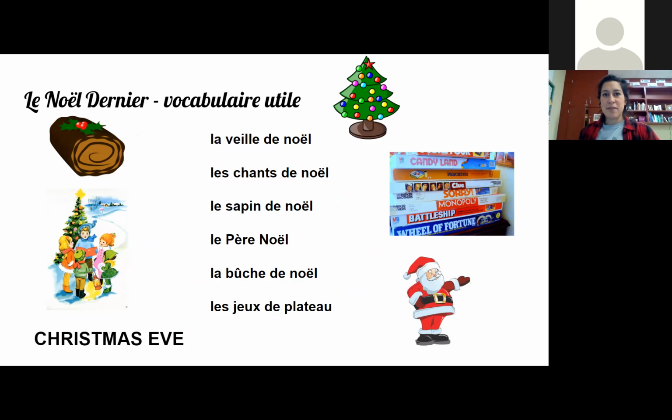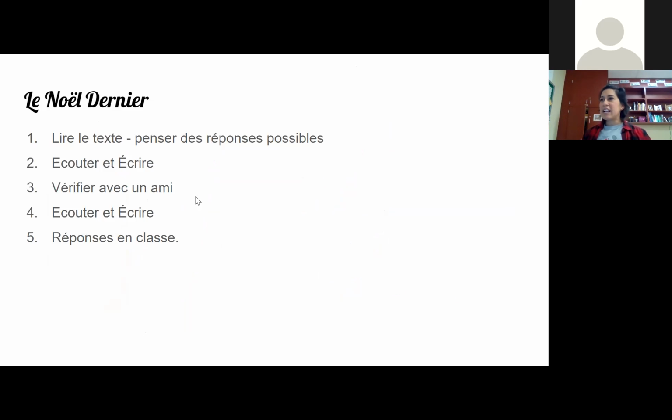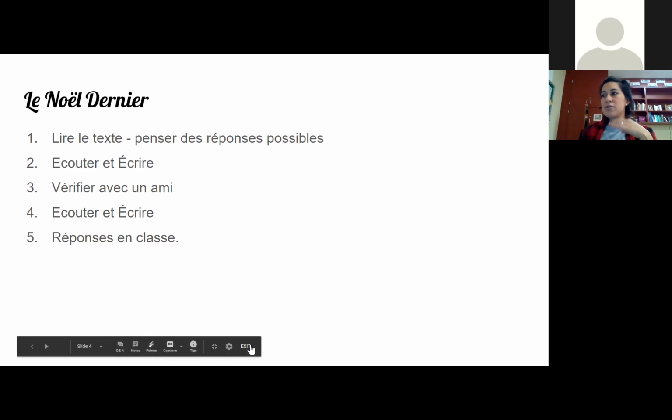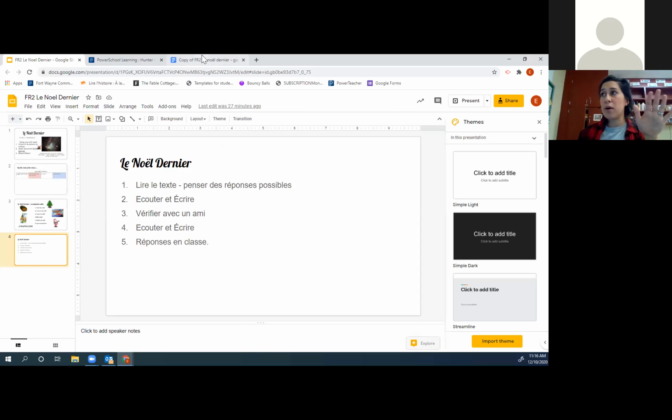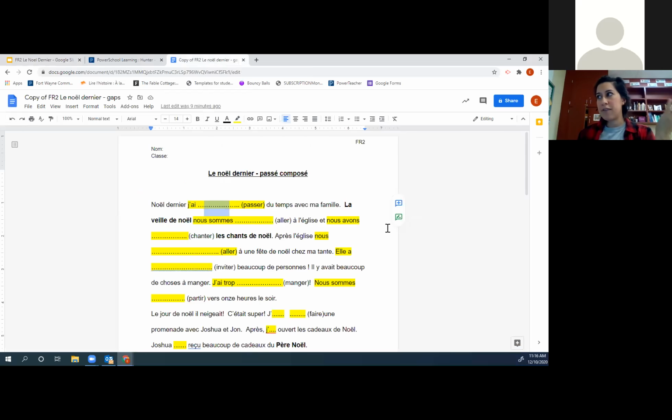Je vais effacer. Et classe, nous allons faire les activités avec the text, and we're going to break down the text in different ways. So the first thing is lire le texte et penser, think, penser des réponses possibles. So I'm going to give you a chance to just firstly pull up your own copy in front of you. You can have it on my screen also, or your own, and just listen to my voice.